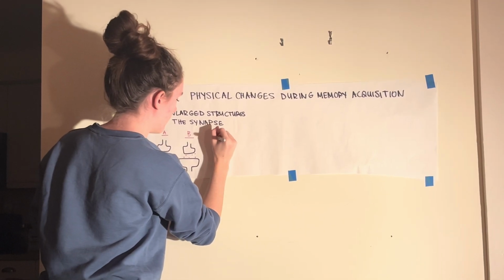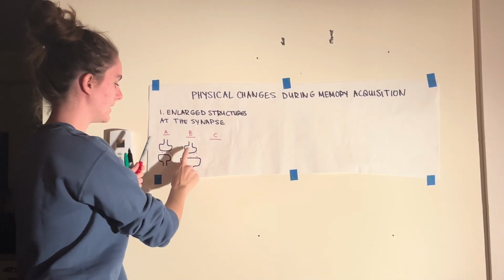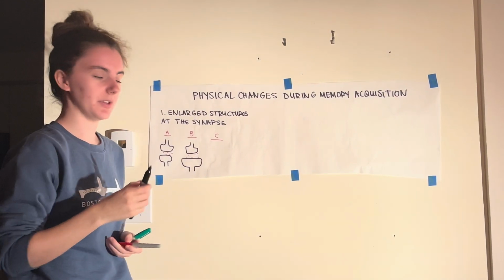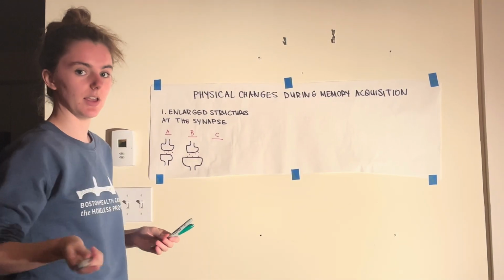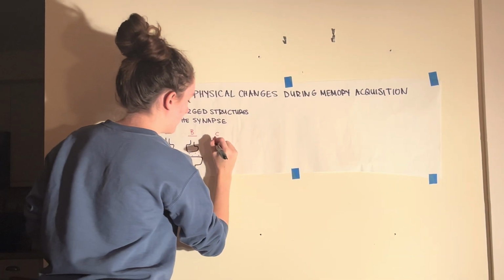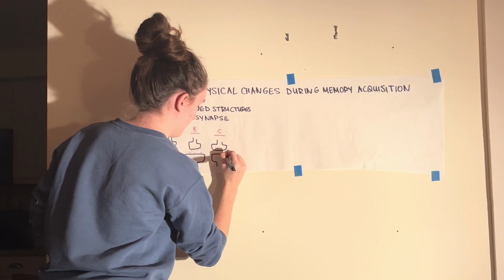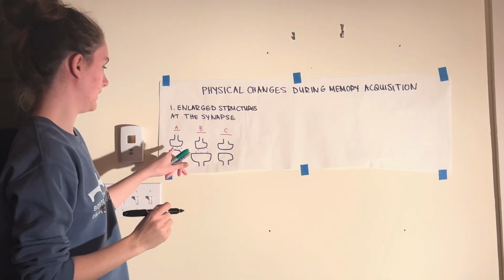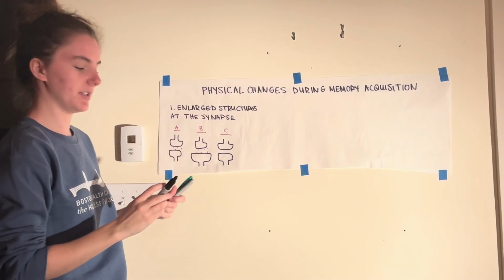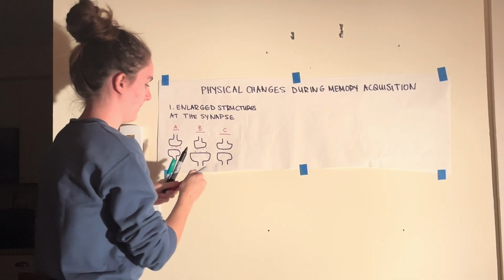And then another thing that might happen is that the presynaptic axon terminal is also going to enlarge because it has to release a lot more neurotransmitters than it previously was. So that's the last thing in this section. So these are both enlarged from the first state. Hopefully that's clear.